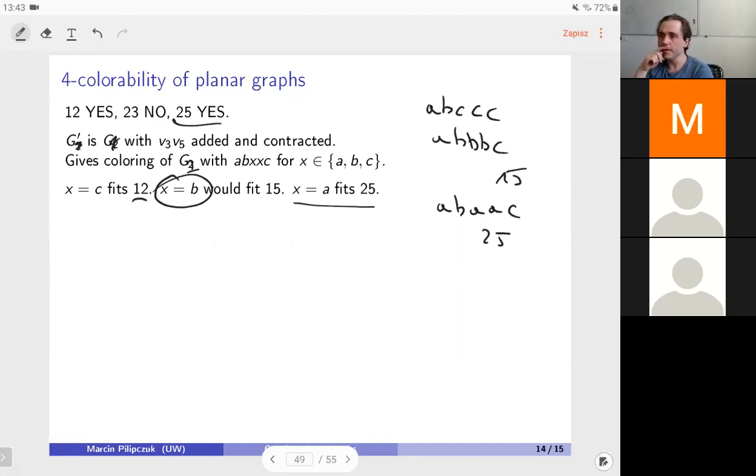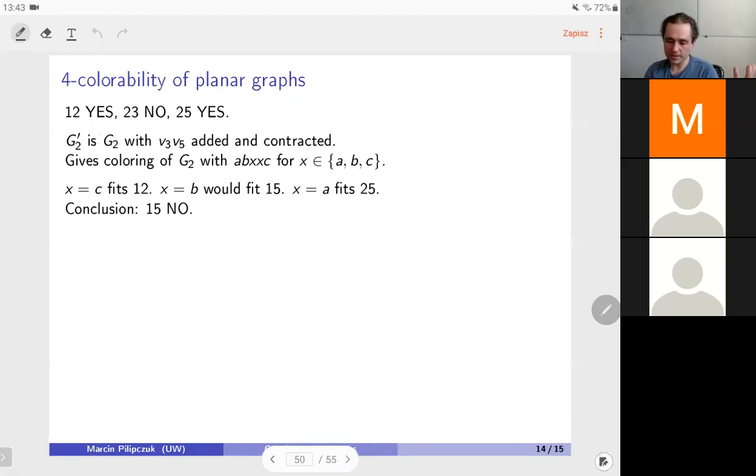Okay, so the observation here is that this is the only case where we are not fitting something that we know for G2 is true, which is that X equals B. So we have got a 1,5 coloring of G1, which means that we cannot have a 1,5 coloring of G2. So the conclusion is that 1,5 is no. We cannot have a 1,5 coloring.